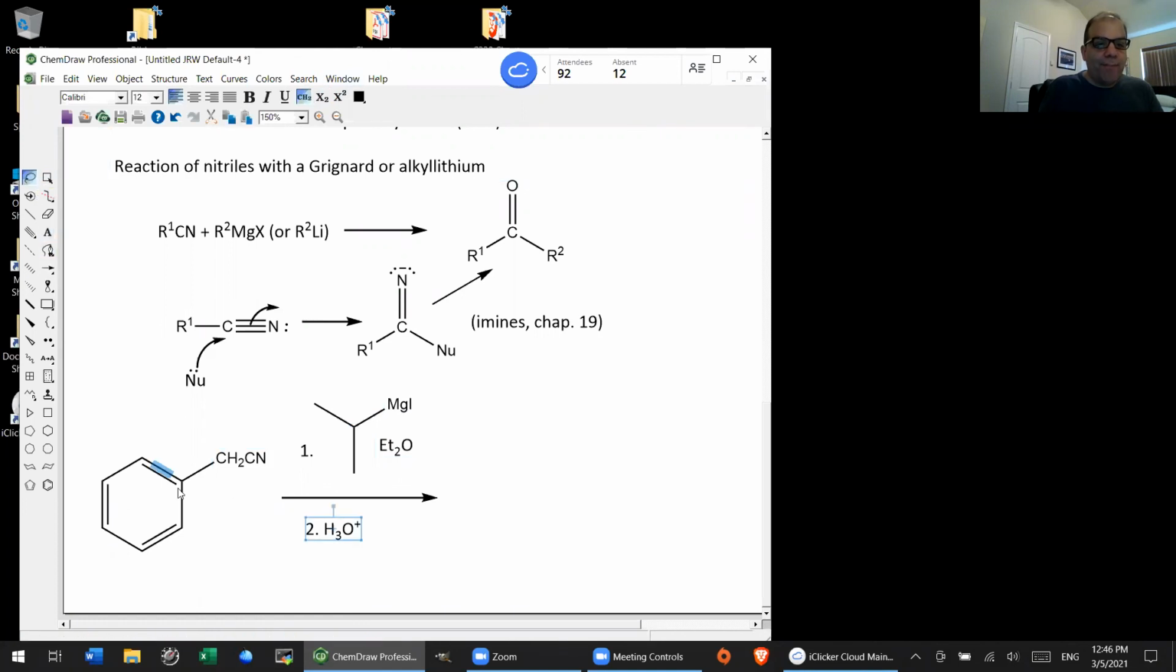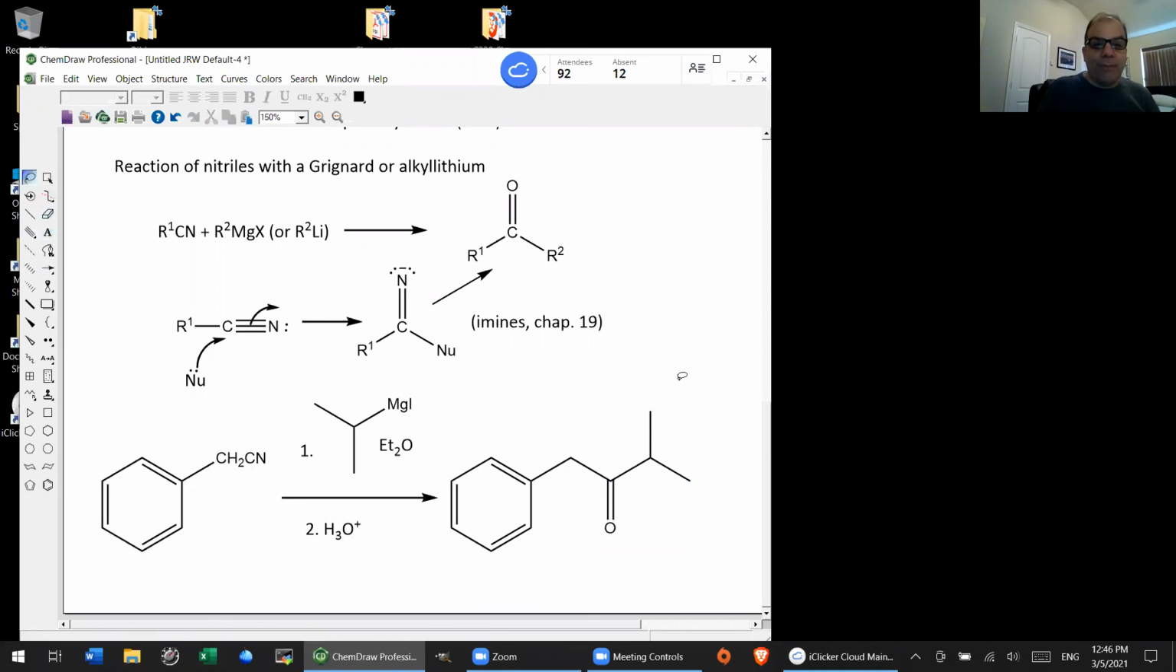So I would expect that what we would get out would be, okay, CH2, C double bond O, and then the isopropyl group. So I would expect that we would isolate this ketone out of that reaction.